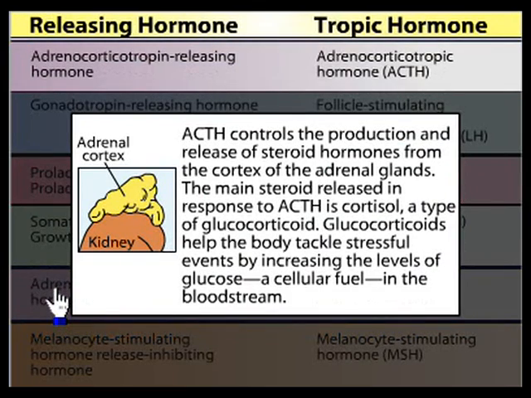Now, the adrenocorticotropin releasing hormone from the hypothalamus acts on the anterior pituitary to produce ACTH or adrenocorticotropic hormone. The ACTH controls the production and release of steroid hormones from the cortex of the adrenal glands. The main steroid released in response to ACTH is cortisol, a type of glucocorticoid. Glucocorticoids help the body to tackle stressful situations by increasing the levels of glucose and increasing the fuel in the bloodstream to meet the challenge.